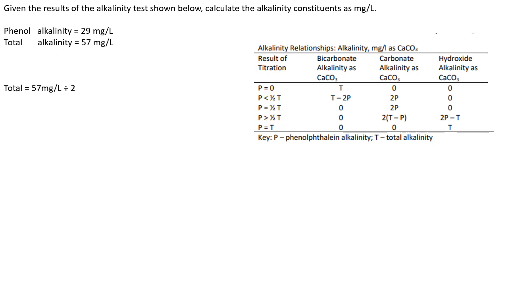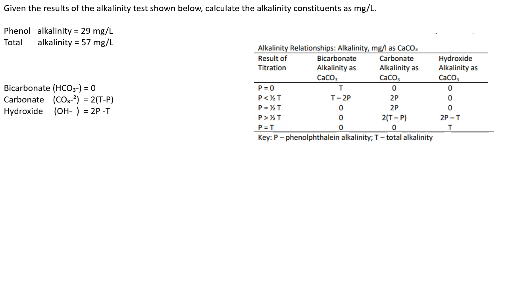So we're going to take our total alkalinity and divide it by 2. So the total alkalinity, 57 milligrams per liter, divided by 2, is 28.5. And so our P alkalinity is actually greater than 1/2 the total alkalinity. So we're going to be using row 4: P alkalinity is greater than half the total.